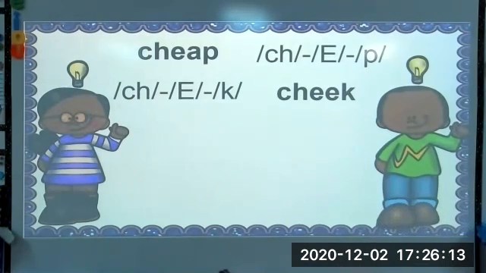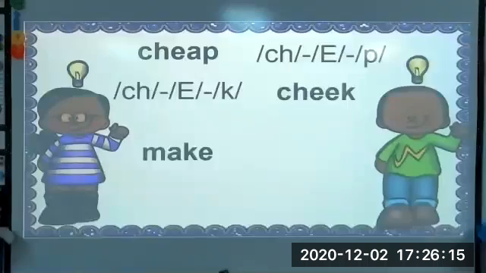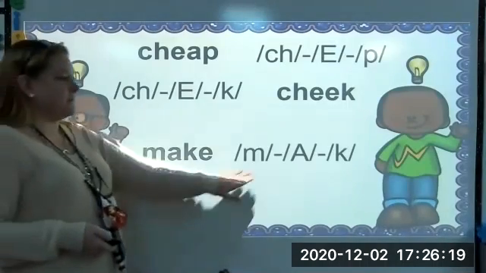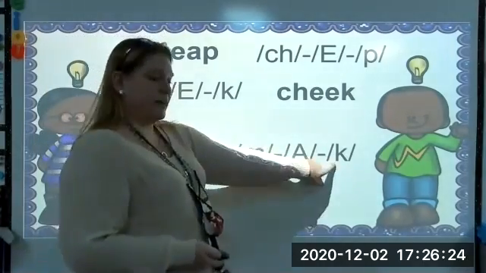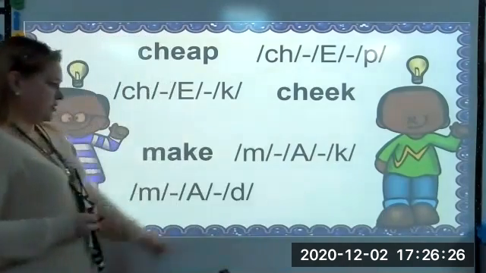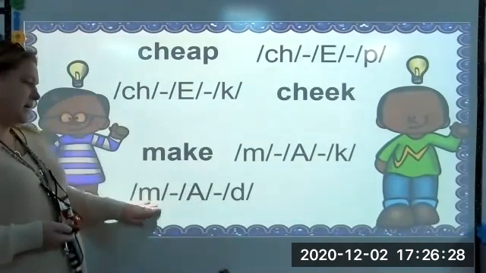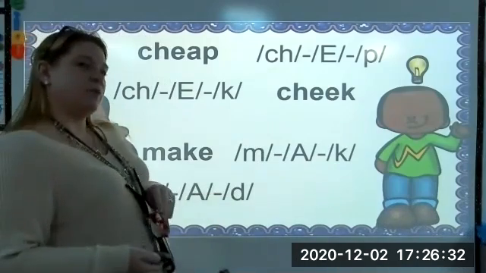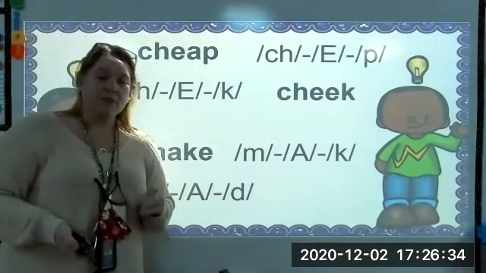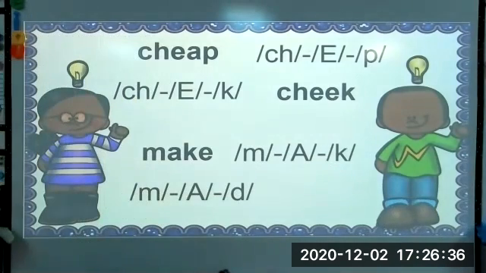All right, the next sentence. I make cookies on weekends. Let's say this word together. Make. We're going to take this final consonant and change it to d. Made. What's the new word on the curve? The new word on the curve is made. Good.